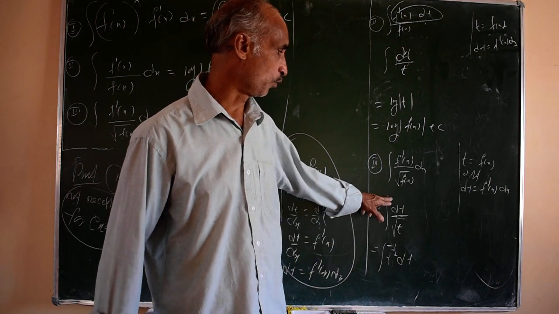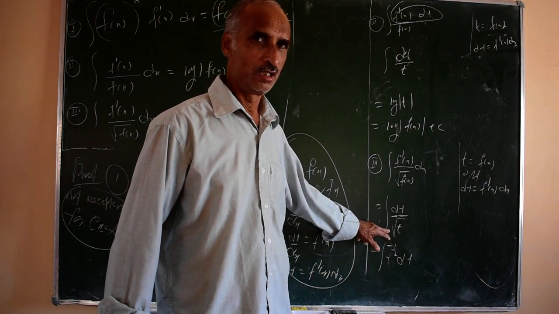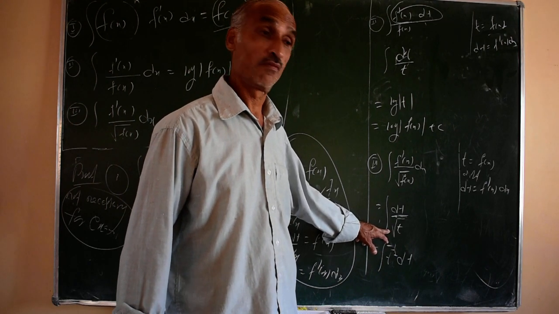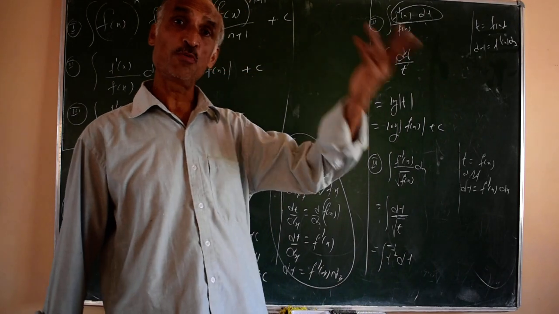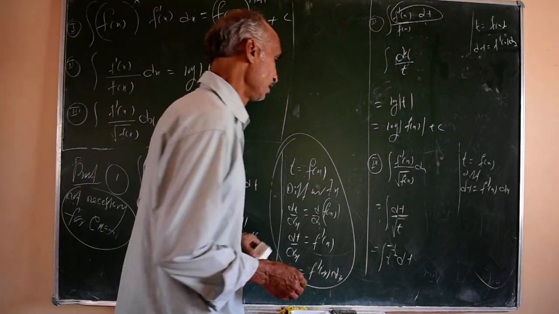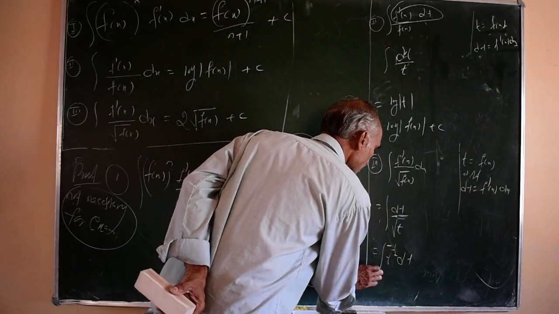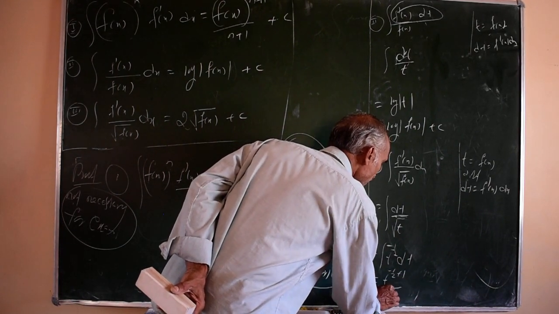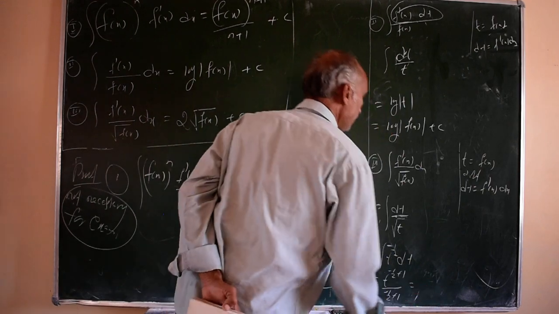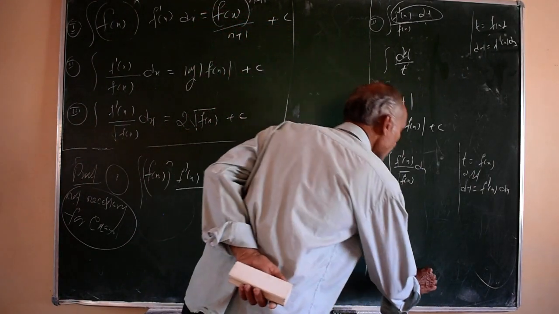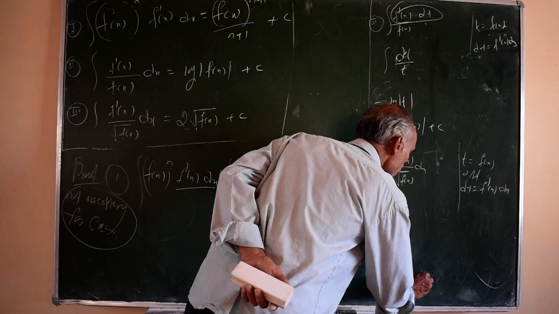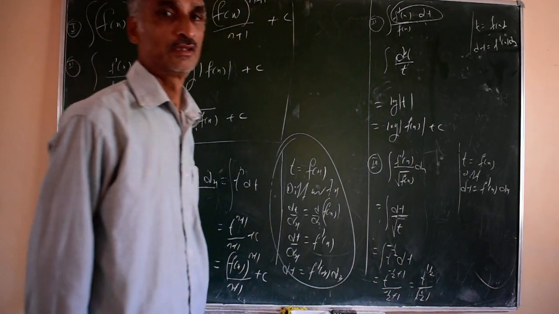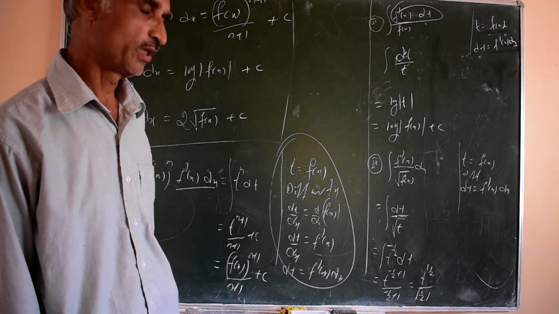Now t raised to minus half. 1 by root t: root means square root of t, means t raised to half. 1 upon t raised to half is taken to the numerator. It is t raised to minus half. Integration of t raised to minus half is t raised to minus half plus 1 upon minus half plus 1. Minus half plus 1 is half. It is 2 t raised to half upon half. This half is multiplied, not cross multiplied, multiplied.